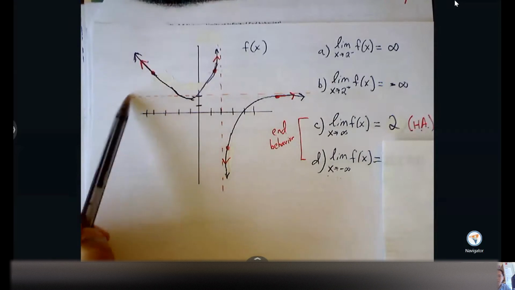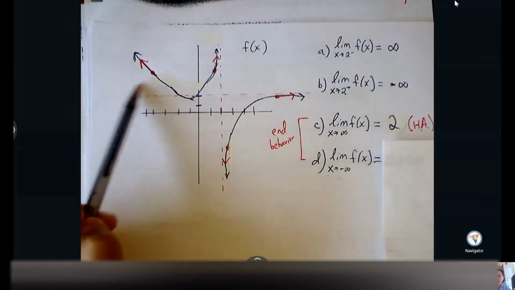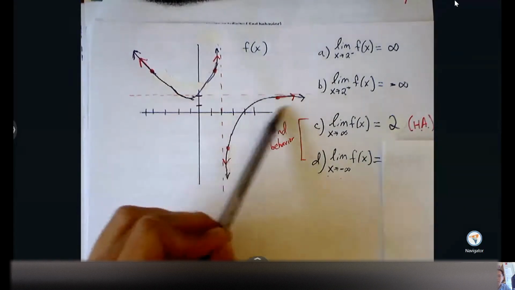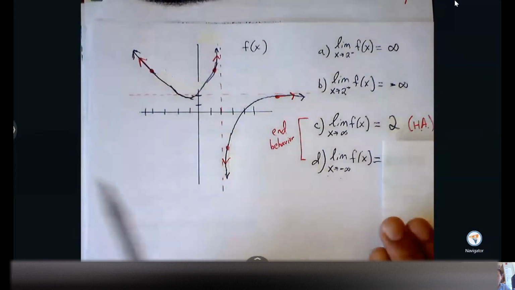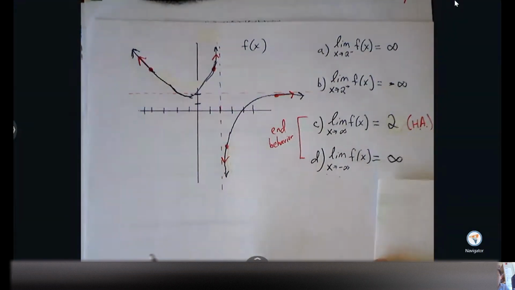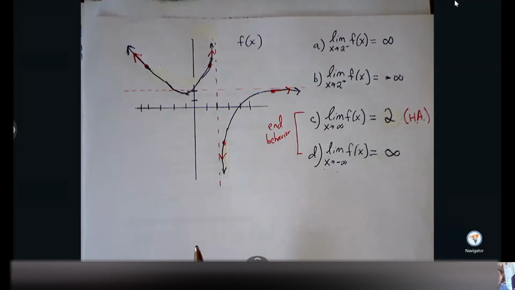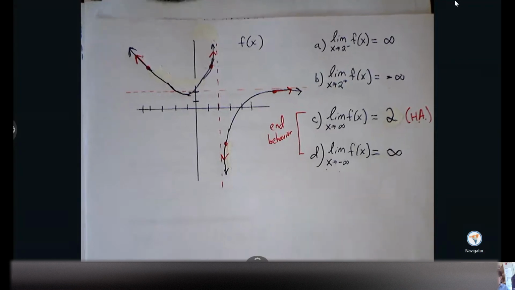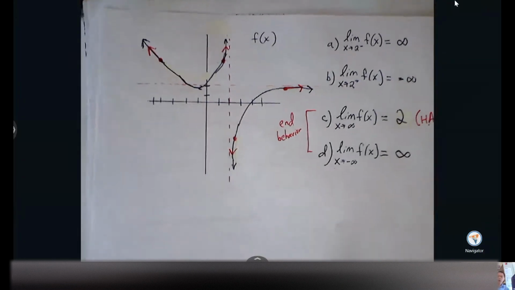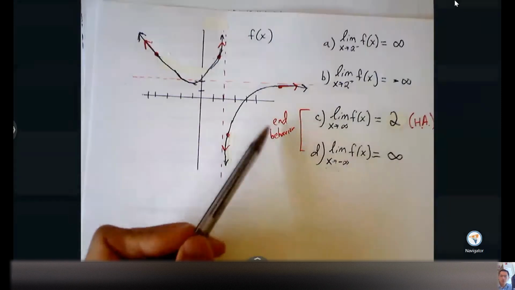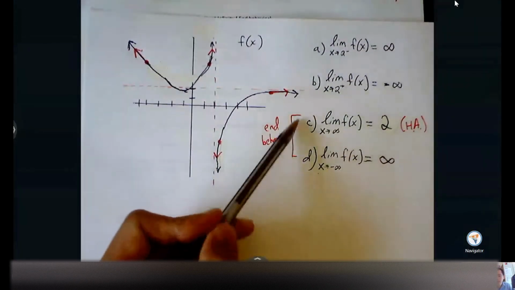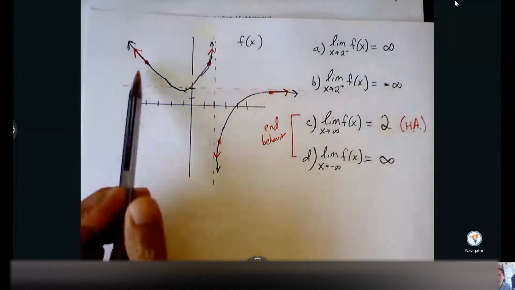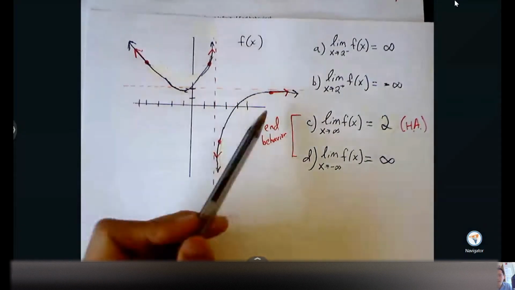This dotted line has no impact, it doesn't describe anything on the left side, it only describes what's on the right side. And so we say that this limit doesn't exist, but we have a more specific form, which is positive infinity. We call this end behavior because we want to know the behavior of the graph as it exits out of our view.